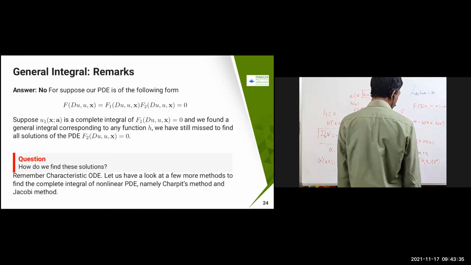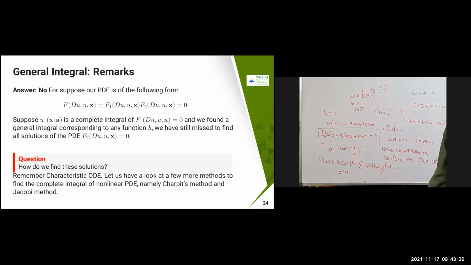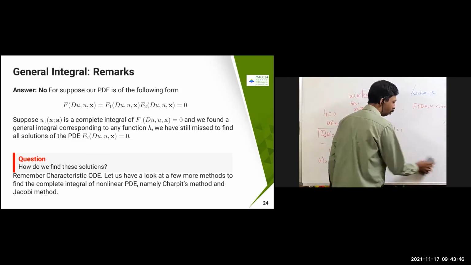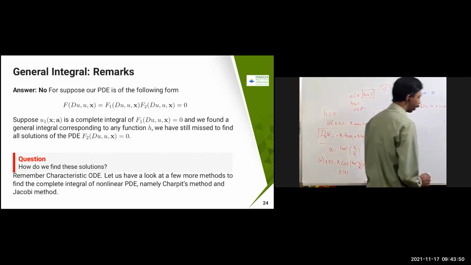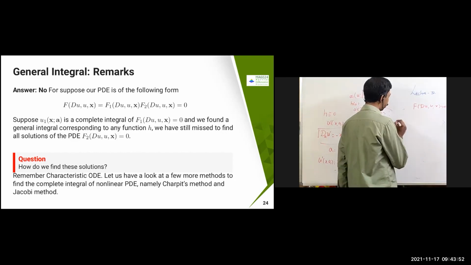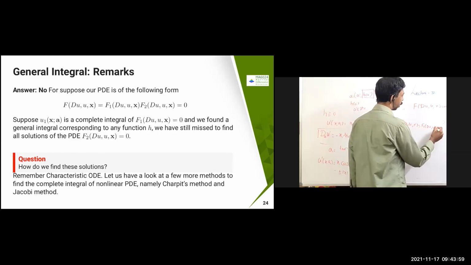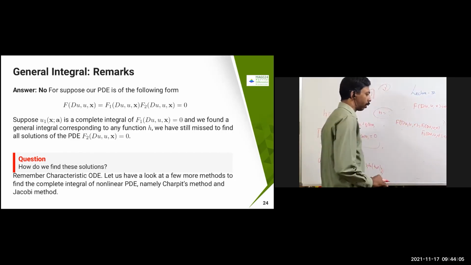The answer is no, because suppose our PDE is of this form. Suppose f of du comma u comma x can be written as a product of two functions: f1 of du comma u comma x and f2 of du comma u comma x equal to 0. In this way it is written.